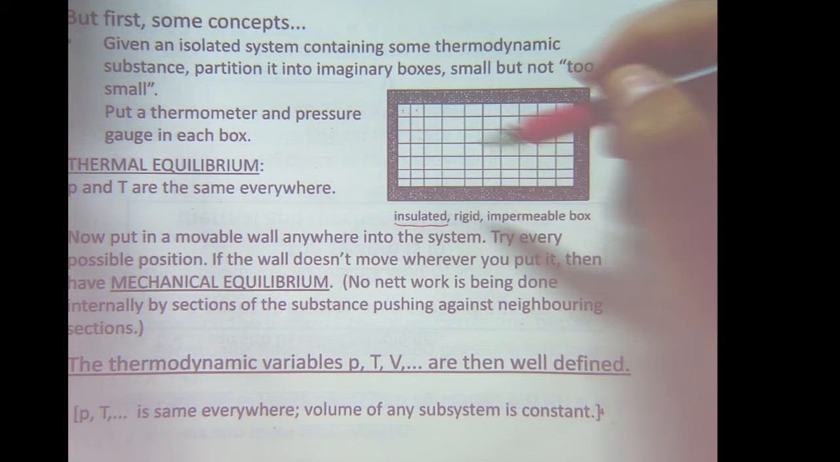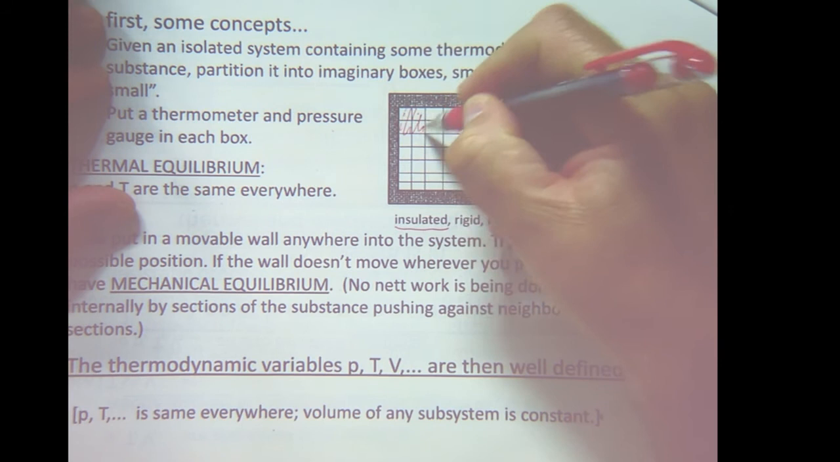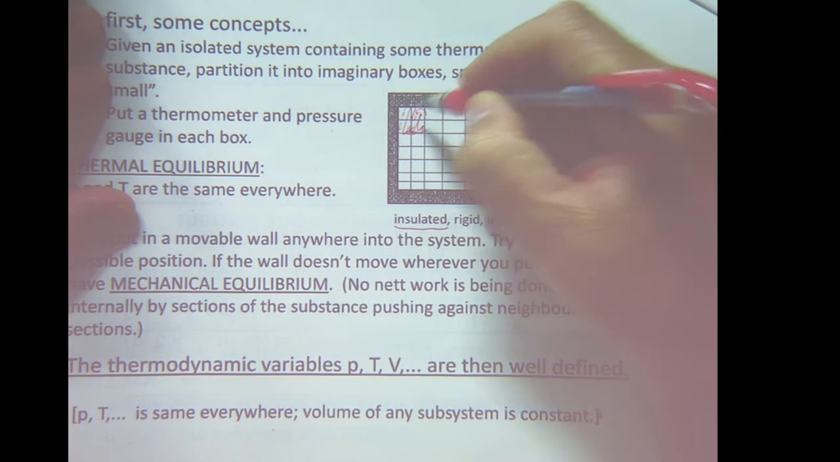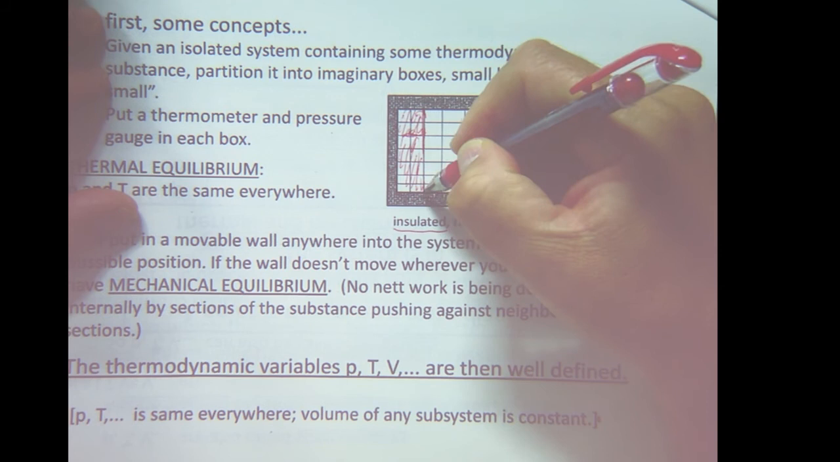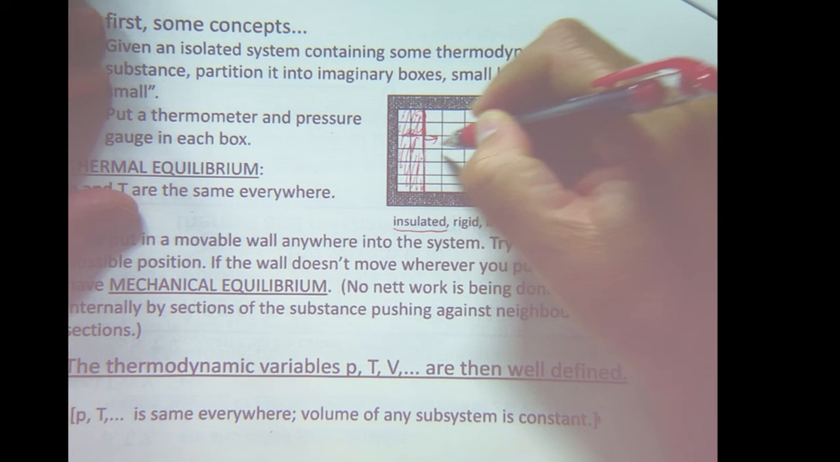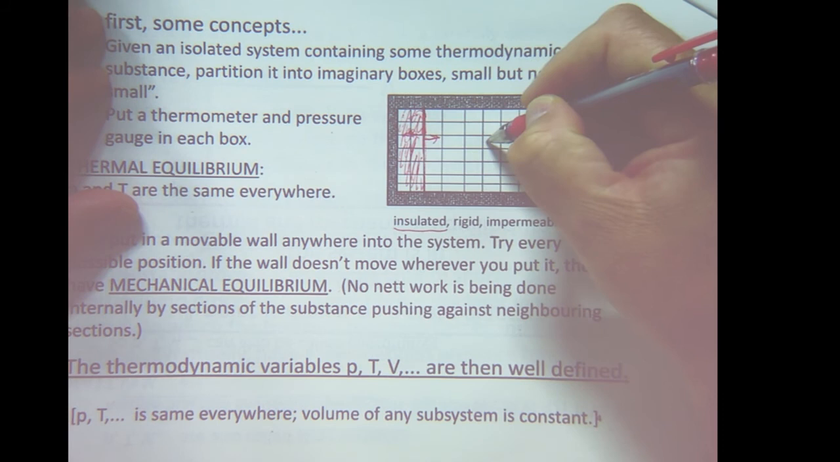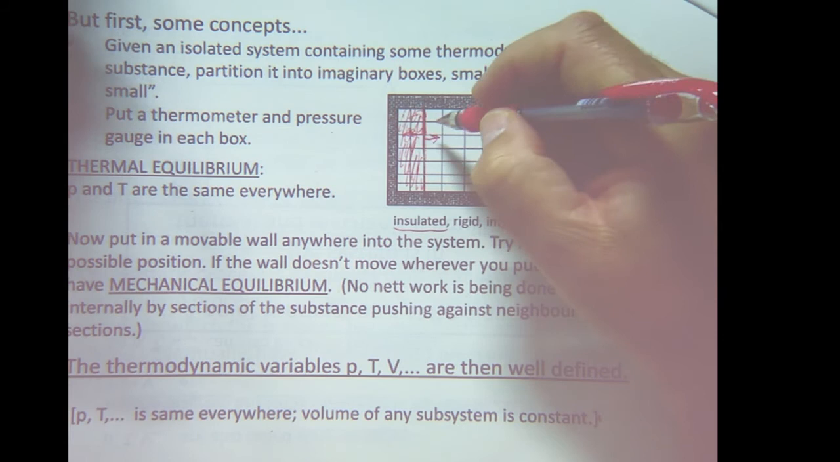And what that means is that if that was not the case, then, for example, we have this region here at a higher pressure than all the rest. If we put a wall in here that was able to move without letting particles go past on the outside, then that partition would be forced that way, if this pressure was higher, and this part of the system would do work on that part of the system. That is not an equilibrium situation. What we want is mechanical equilibrium where no part of the system is doing work on the other parts of the system.